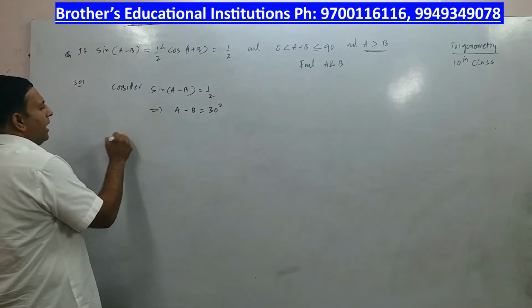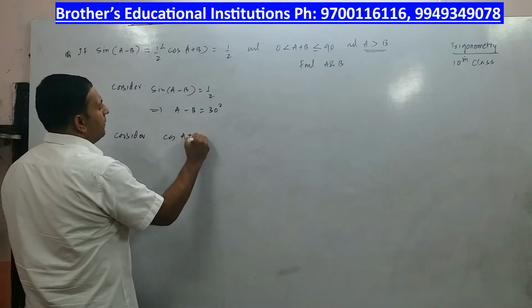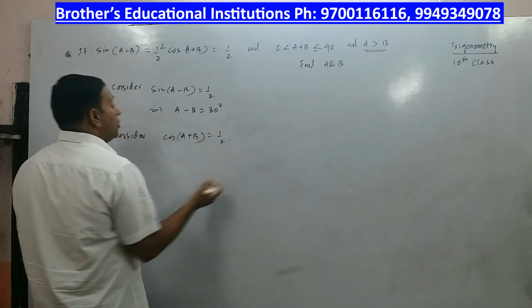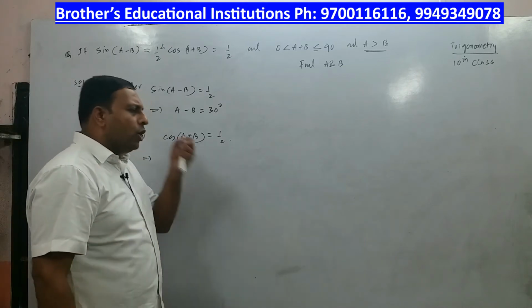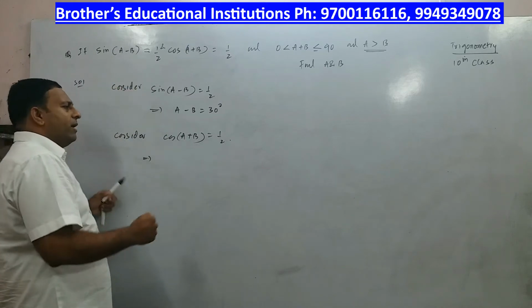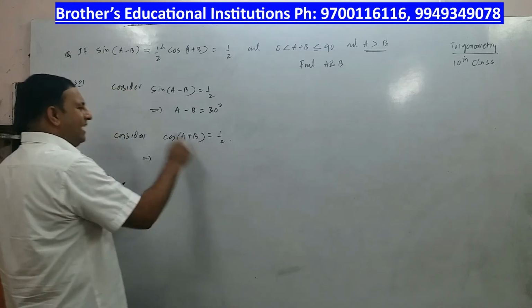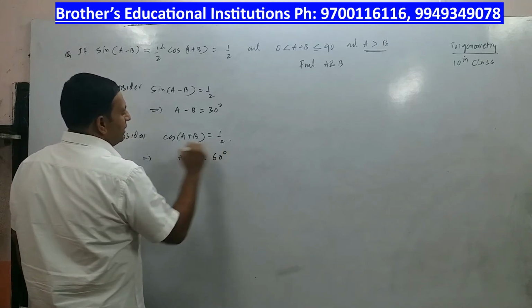Alright. Now again I will consider cos of a plus b is equal to 1 by 2. Now cos of what value is 1 by 2? You need to recollect the value table. Cos 0 is 1, cos 30 is root 3 by 2, cos 45 is 1 by root 2, and cos 60 is 1 by 2. It means a plus b is equal to 60 degrees.